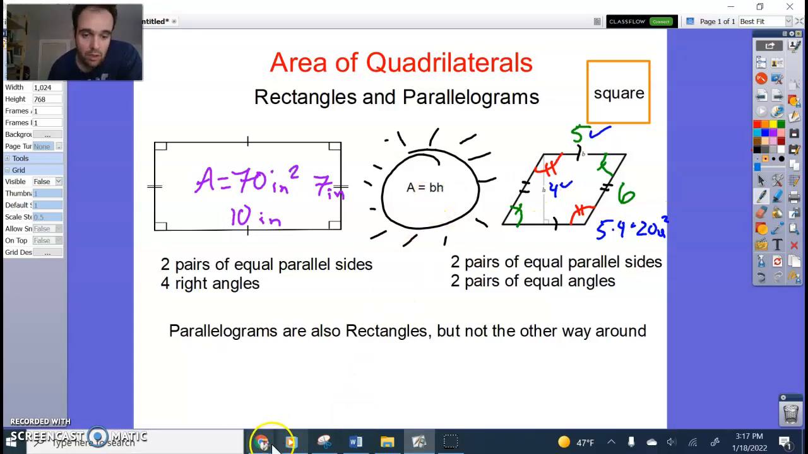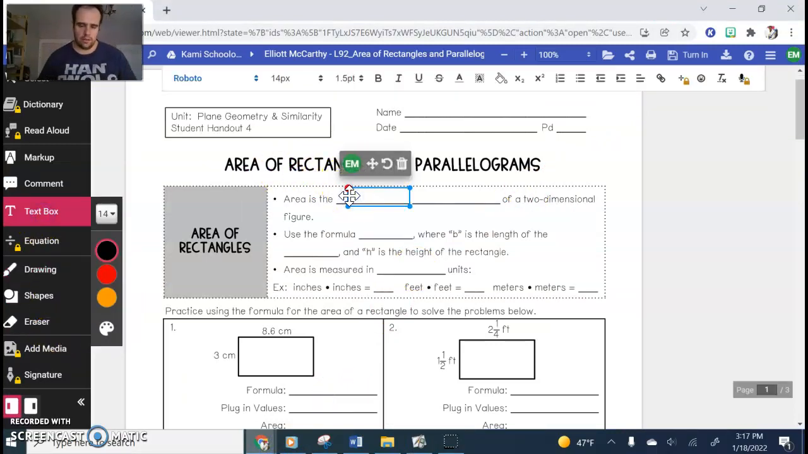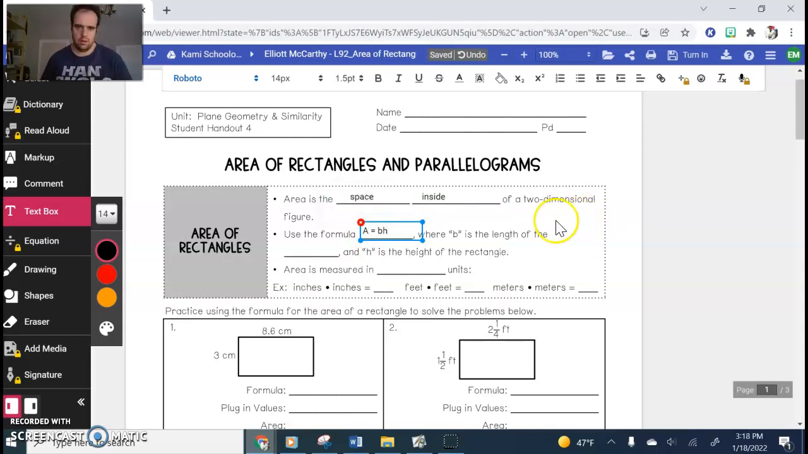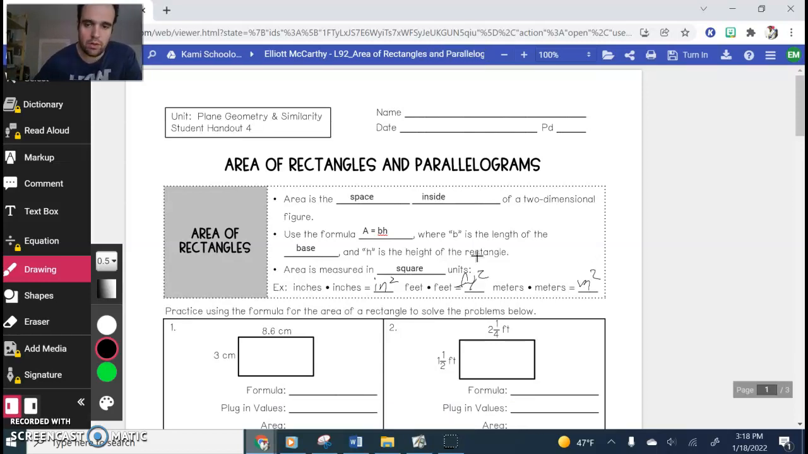Okay. So going over to your classwork to kind of check this out, I'm just going to show you how to do this today. So area of rectangles. Area is the space inside of a two-dimensional figure. Use the formula capital A equals base times height, where B is the length of the base and H is the height of the rectangle. Area can be measured in square units. So for example, inches times inches would be inches squared, feet times feet would be feet squared, meters times meters would be meters squared, just like that.